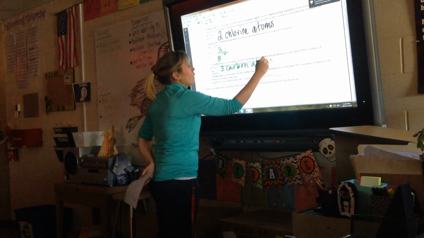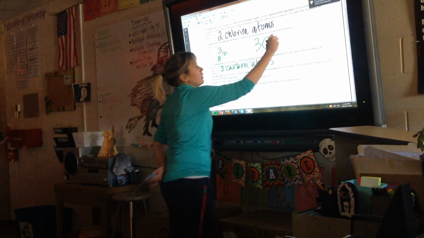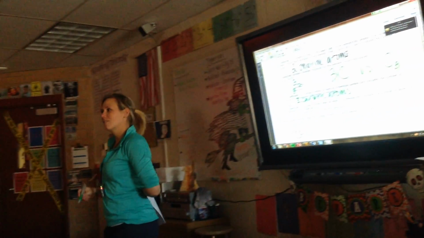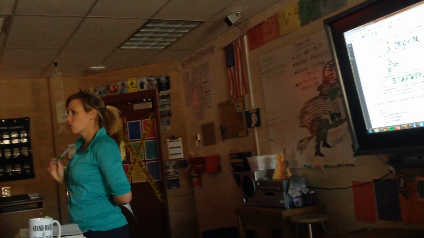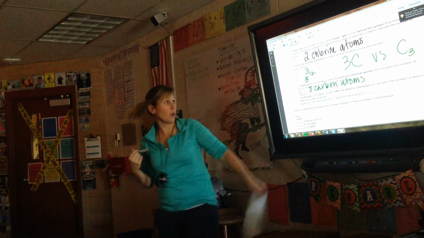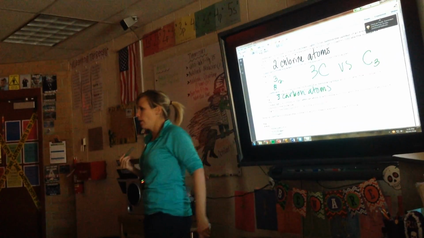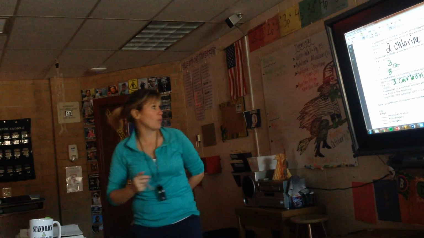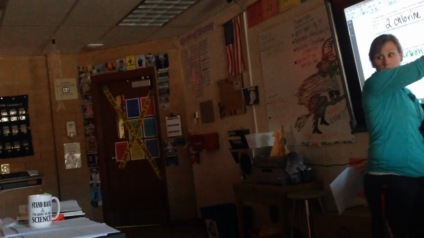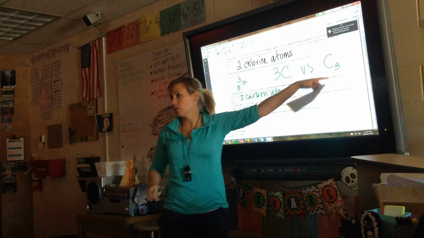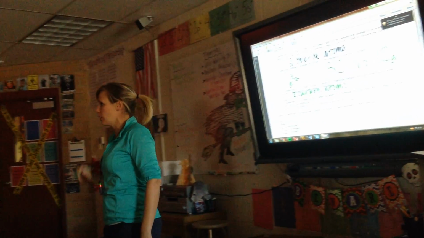Okay, so let's talk about that. What is the difference in writing 3C versus C3? Right, either way we have 3 carbon atoms, right? But what's the difference between writing them like this? If we wrote it like this, it wouldn't mean the same thing. Why? They're separate molecules. The second we put a subscript, it makes it a molecule. These are 3 separate atoms. This is a molecule. So if we add a subscript, it's all of a sudden a molecule.